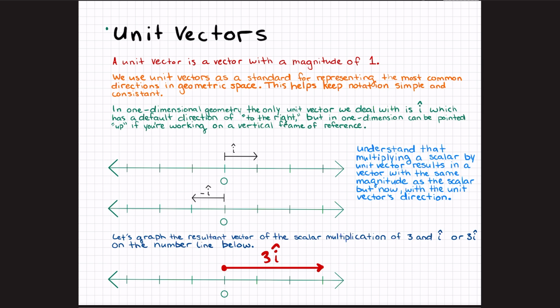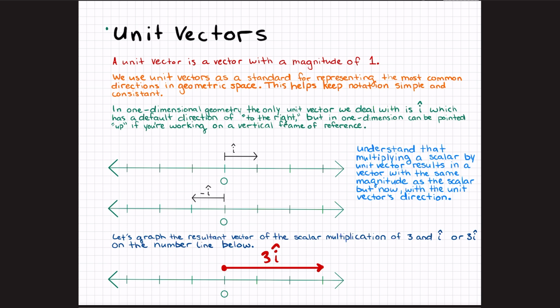In one-dimensional geometry, the only unit vector we deal with is I, which has a default direction generally of to the right, but technically you could use a vertical axis when you're doing one-dimensional mathematics. So then in that case, I hat would have an up as its default direction, but it totally depends on your frame of reference. Here we have horizontal frames of reference such that our axes are horizontal. And so I'm going to say that the default direction for the unit vector I is to the right, and then also technically you could have negative I, which would be to the left.